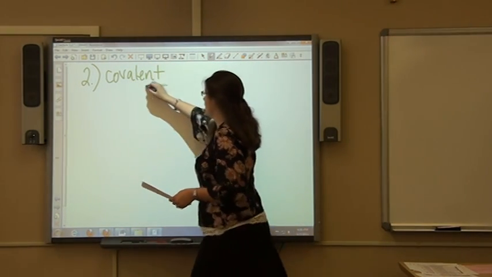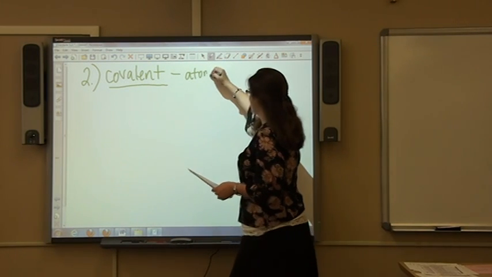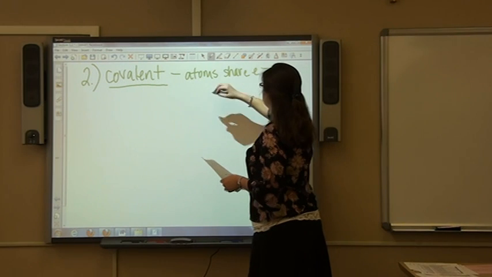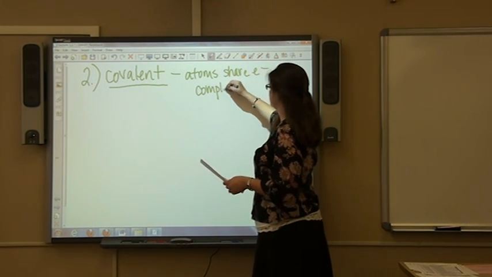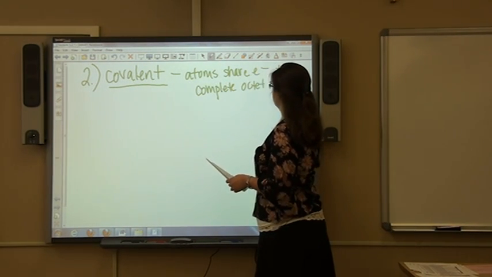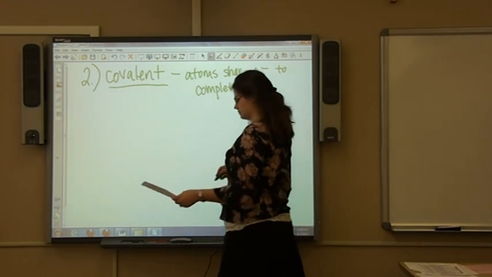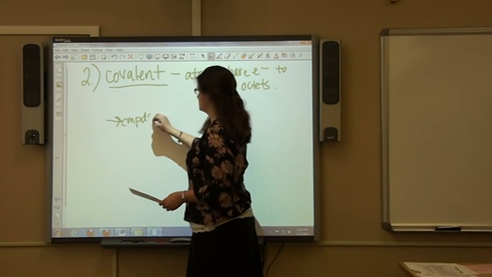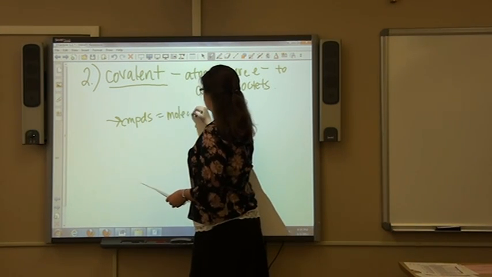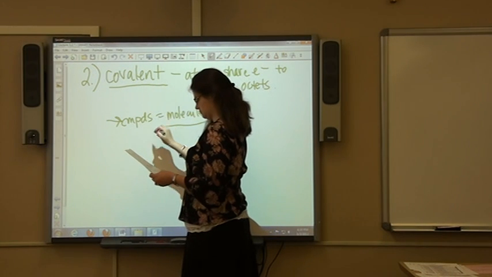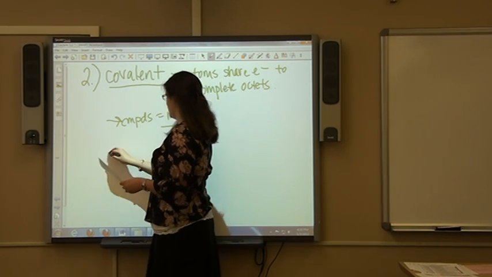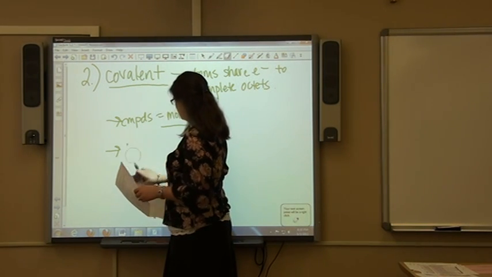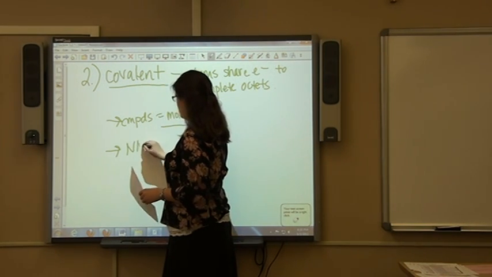In a covalent compound, atoms are going to share electrons to complete their octets. Covalent compounds are called molecules, and they're made up of two nonmetals.